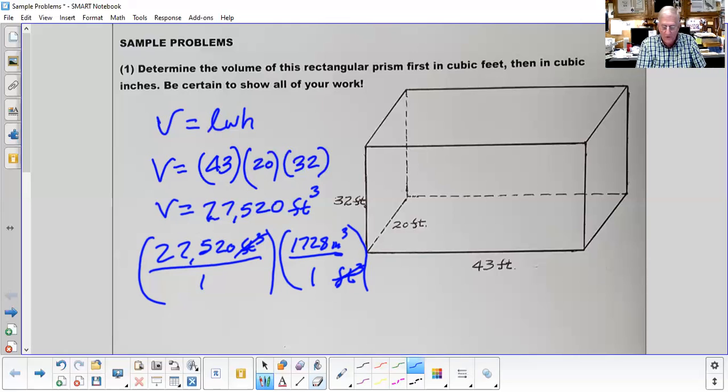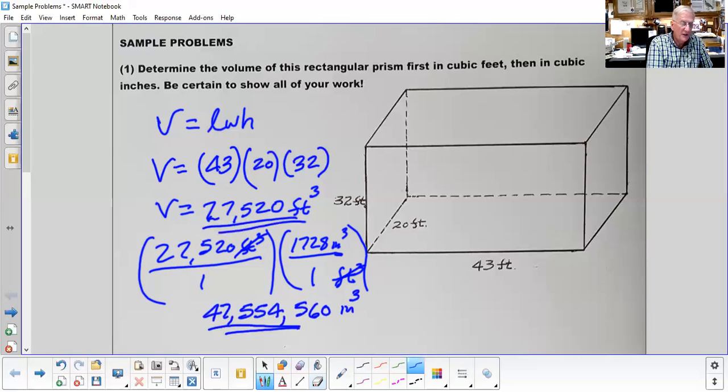And if I multiply those two numbers together, all right, so I hit times, my answer was still in my calculator, 1728 equals, it's going to be one big number. 47,554,560 cubic inches. So there are both answers that were requested in this problem.